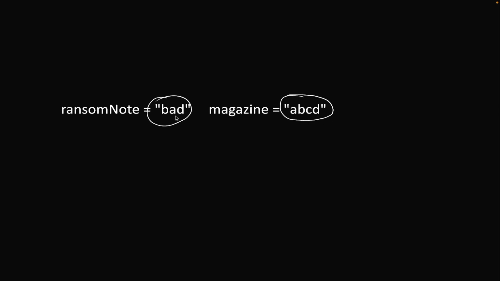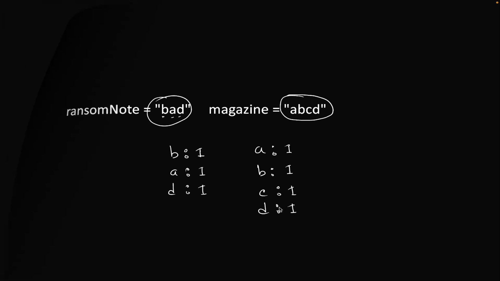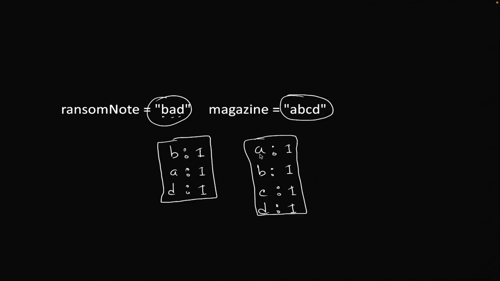Let's construct two hash maps with the frequency of each letter. So let's create here a hash map. B appears once, then A appears once, then D appears once. Let's construct a hash map for this magazine as well. So A appears once, B appears once, C appears once, and D appears once. We have constructed here two hash maps.